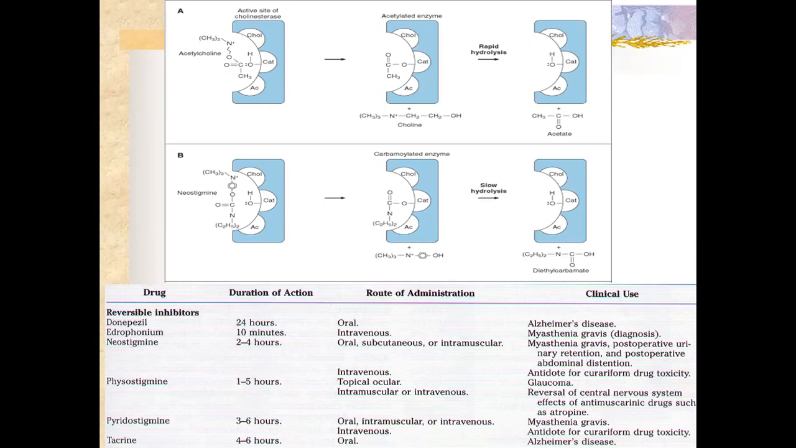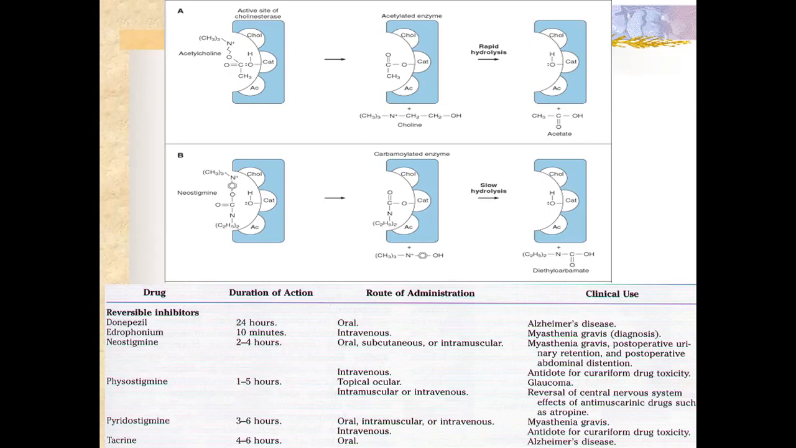Not only that, if you look at pyridostigmine, the duration of action is 3 to 6 hours, and it can be given orally, intramuscularly, or intravenously. Orally, pyridostigmine is given for the treatment of myasthenia gravis. When given intravenously, it is an antidote for curariform drug toxicity. And tacrine has a duration of action of 4 to 6 hours and is given orally in the treatment of Alzheimer's disease.